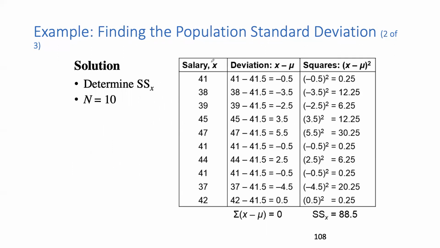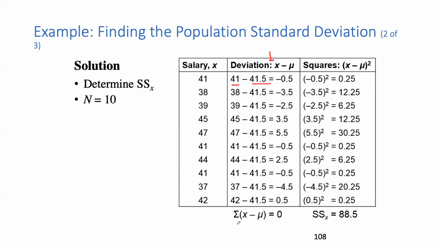So first I write down all these numbers, so the 10 numbers in the column. Then I form this column of deviations. I look at each entry and look at how far it is from the mean of the data set. So 41 minus 41.5, negative 0.5. And then I do that for every single entry.